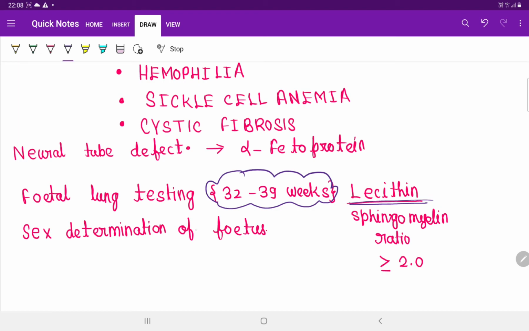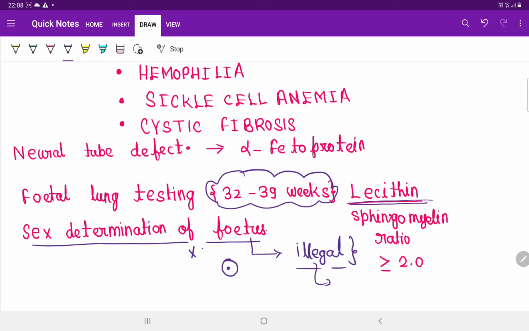The cells present in the amniotic fluid obtained by amniocentesis can also be used for determination of the sex of the baby. But determination of the sex of the baby is illegal in India. Why is it illegal? Because it is used frequently in India for female feticide. So sex determination is illegal.